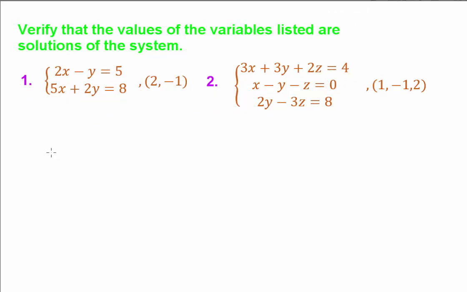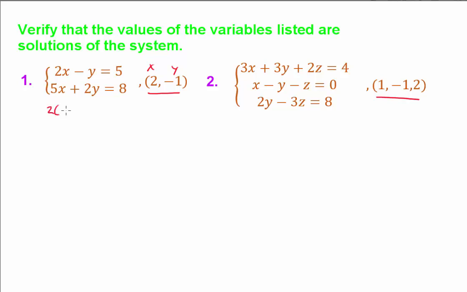So we're going to start by actually verifying that the values that I'm giving you, which are here, this ordered pair (2, -1) and this ordered triple (1, -1, 2) for the second problem, are solutions of the system that I'm giving you. So again, it's important to note that this is my x value and this is my y value. And what we will do is now simply substitute and do our order of operations to see, in fact, if it makes it a true equation.